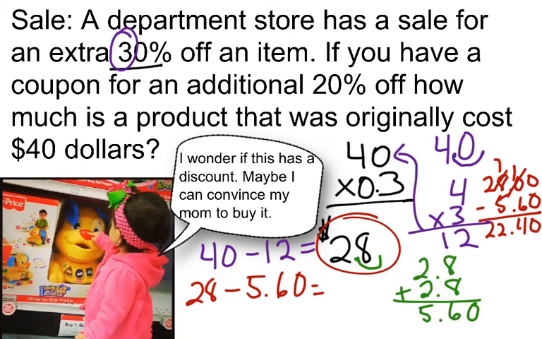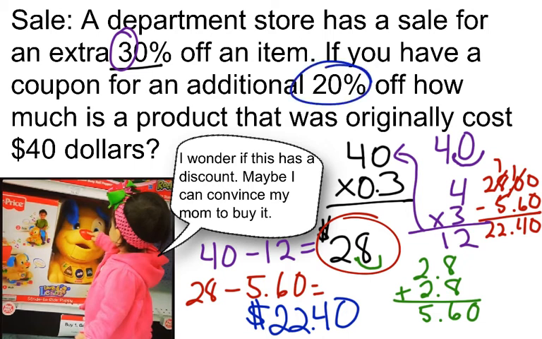So my new price is $22.40. Of course, I'm not calculating tax yet, but I really wanted to point this out to you because, like I said, this is something that adults make a mistake with. You can see that if it was 30 plus 20, that would be 50%. 50% off of 40 is $20 because that's half of 40. So that is different than $22.40. When you have a discount and another discount, you can't just add all the percents together.